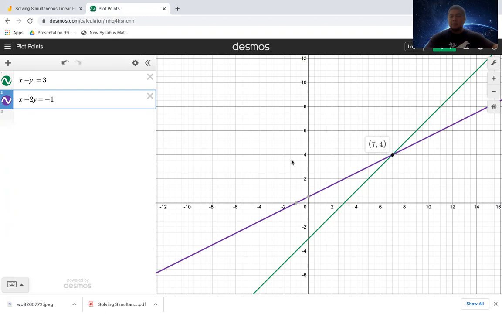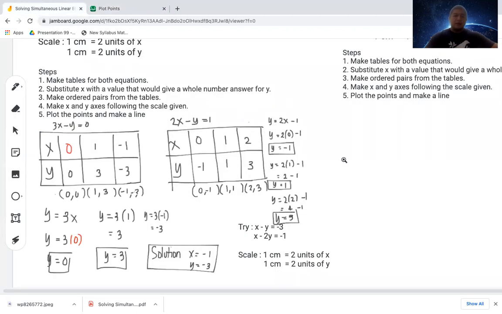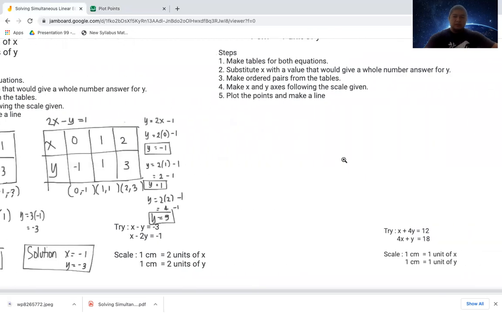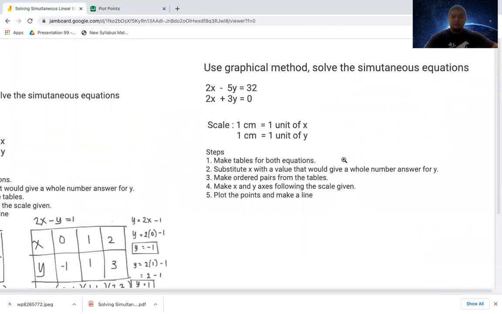Okay, and that would mean that the solution for those two particular equations are said to be 7 and 4. 7 for the x and 4 for the y. Okay, I hope you guys were able to understand that. Now, we're going to move on to this next question.